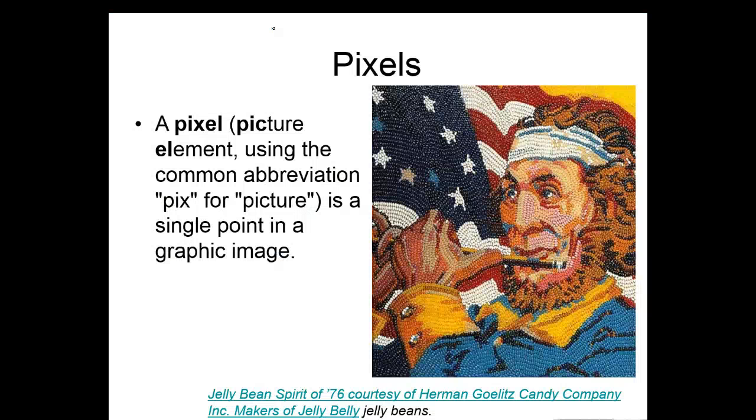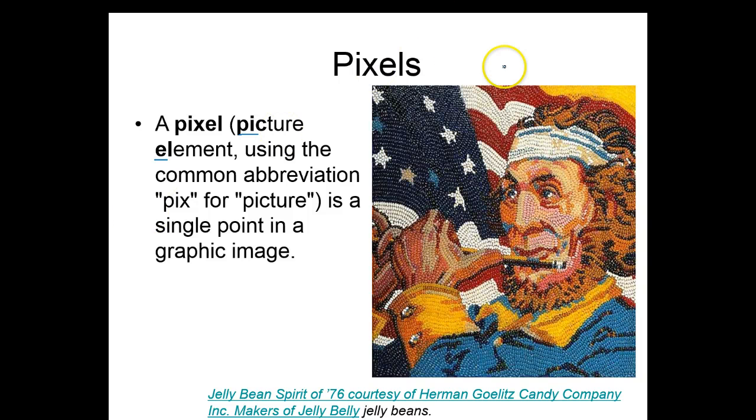But when we talk about images, we need to start with pixels. And as you might be aware, this term should be a bit of a review. I believe it was covered in chapter 1 or 2. But anyway, pixel is a contraction for picture element. And it's basically a single point in a graphic image.